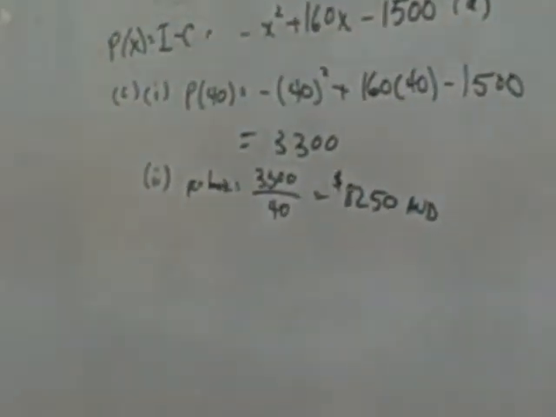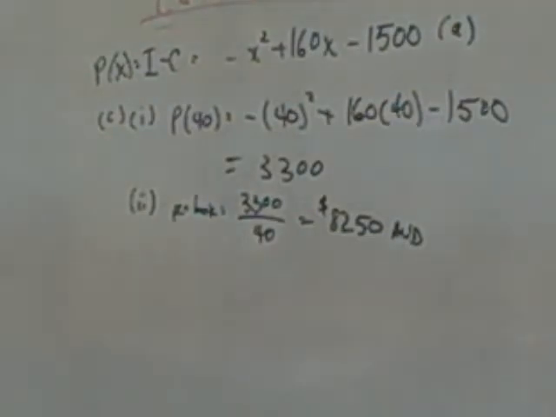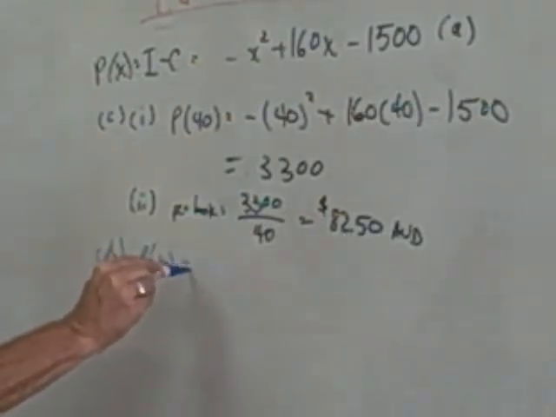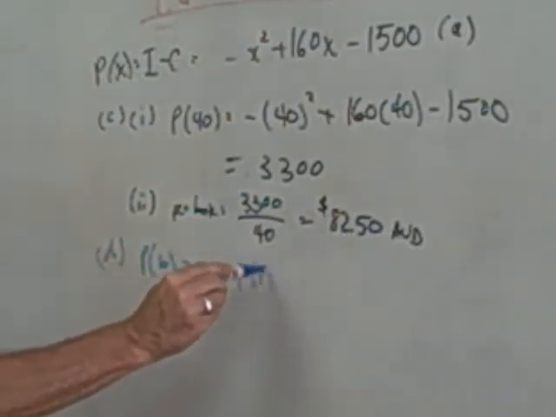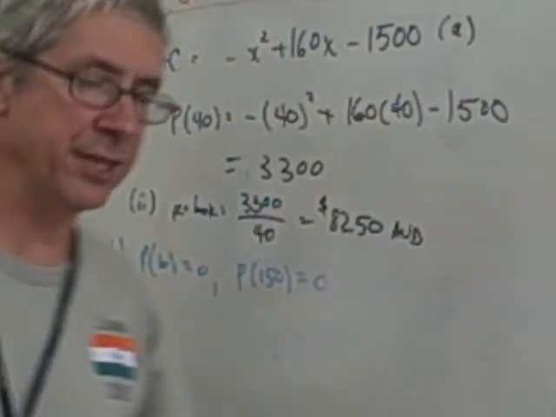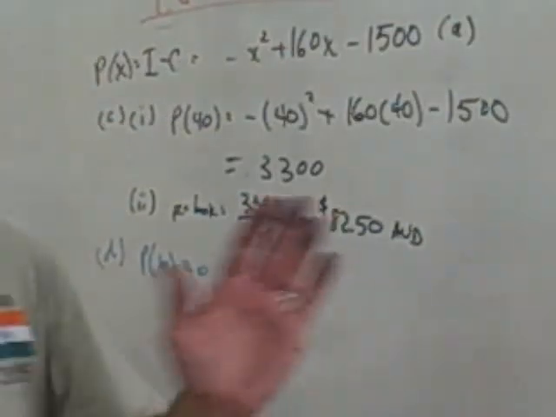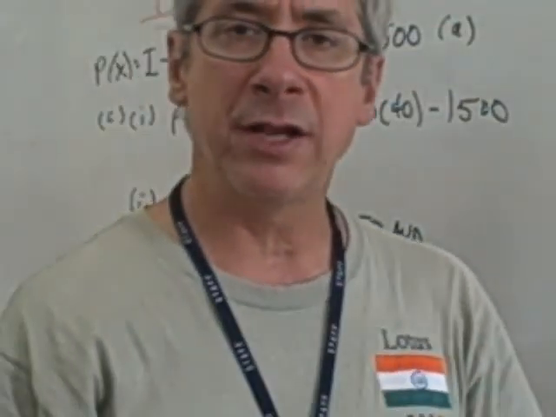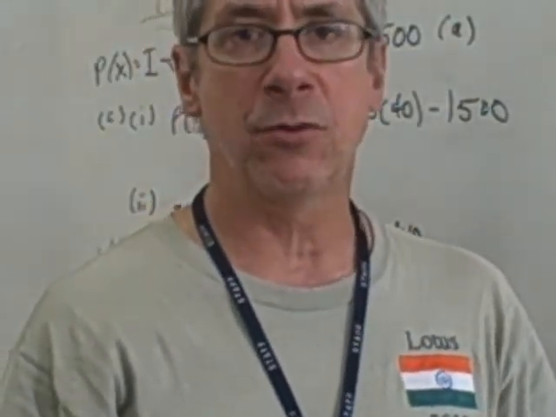So for part D, I have P of 10 is equal to 0, and P of 150 is equal to 0. And the graphing calculator is what I use to find them. Okay, that wraps up this question, and we're going to go on and see more complicated functions and more graphing calculator issues with this in the future.